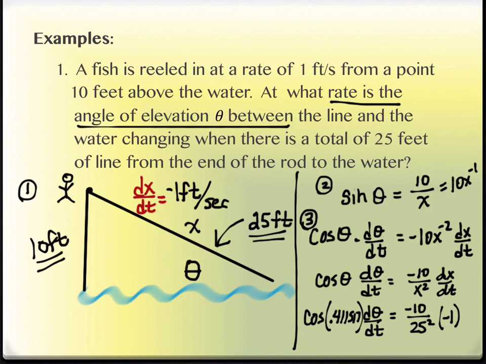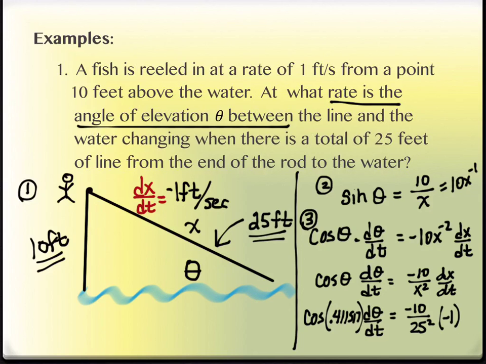And then it talks about how quickly the angle of elevation is changing when there's a total of 25 feet of line. So one of the things that's a little bit tricky when you're looking at these problems is being careful about which quantities you have numbers for that are constant and which ones are changing. So I wrote in the 10 on the diagram as 10 feet, and I didn't ever give a variable name to that side of the triangle because it's not a variable. It is a constant. That's not changing.